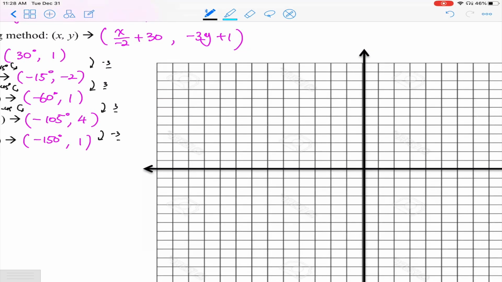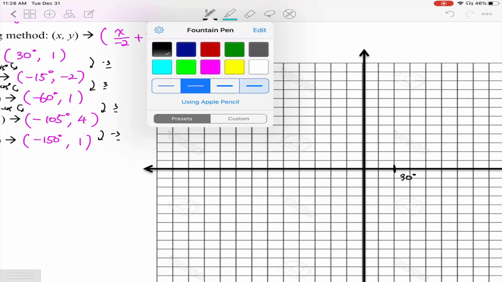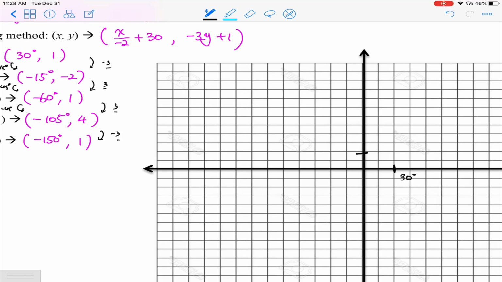So the first degree is 30 degrees and 1. And I'm going to say this is our 30 degrees. Let's actually use a thicker one. And then I will say this is 1, 2, 3, and then 4. We have -30 degrees, -60, -90, -120, and then let's see what we can do. So, +30 degrees and 1, that's the first point.